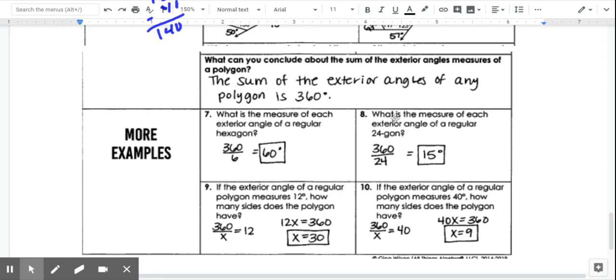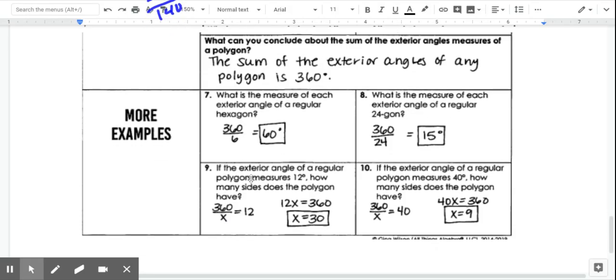So number 8, what is the measure of each exterior angle of a regular 24-gon? So again, exterior angles, sum is always 360. If it's a 24-gon, you have to divide by 24, and you get 15.